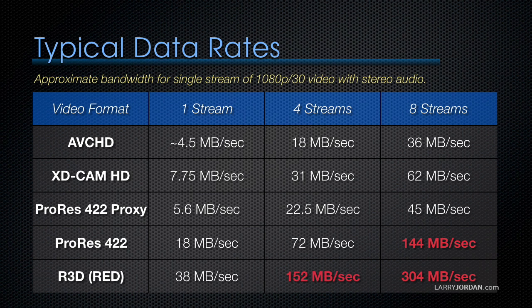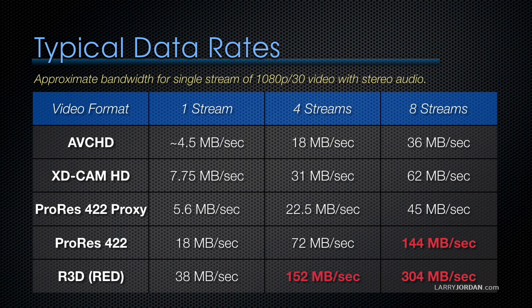The numbers change as the frame rate changes or the frame size changes. If we're working with AVC HD, a single stream is about 4.5 megabytes a second. Changing the codec to XDCAM HD is about 8 megabytes a second. ProRes 422 proxy is 5.5 megabytes a second, and ProRes 422 is 18 megabytes a second, and a RED file is about 38 megabytes a second. Now, none of those seem very overwhelming, and as a single stream, they're not.